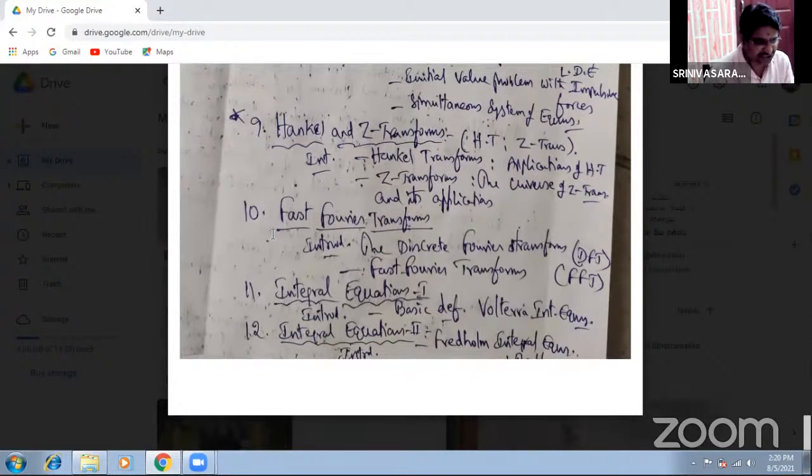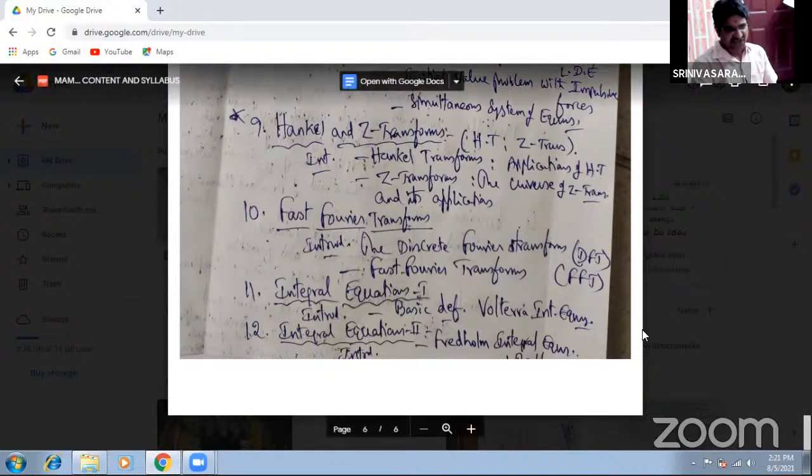Now that is the 9th unit. Now the 10th unit is fast Fourier transforms, which covers the discrete Fourier transform and the fast Fourier transform. The discrete Fourier transform is the DFT, and the fast Fourier transform is the FFT part.